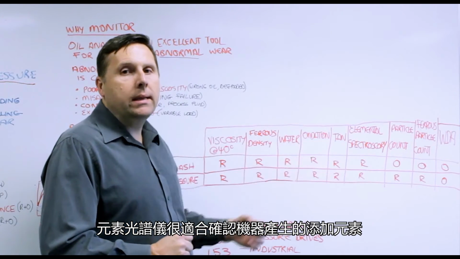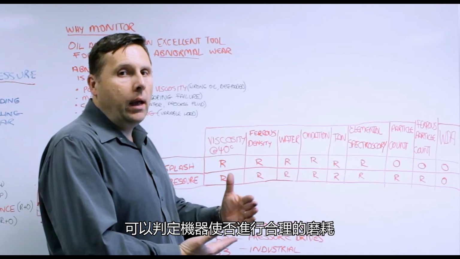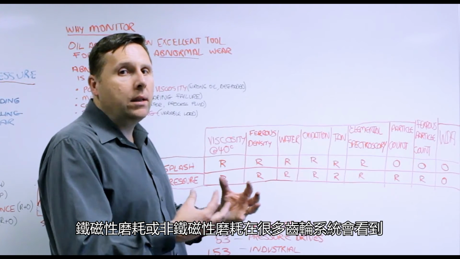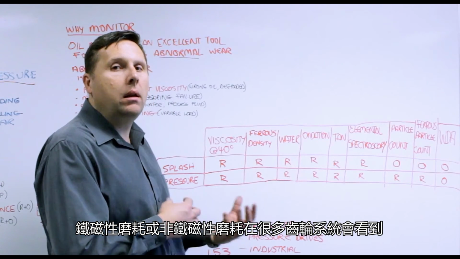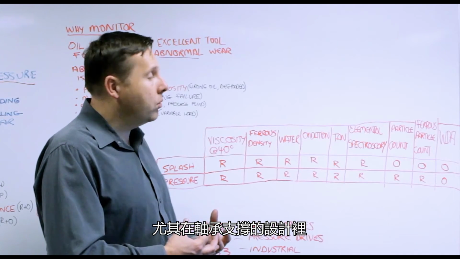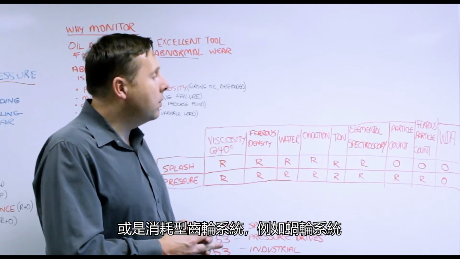Elemental spectroscopy is excellent for looking at the additive elements that are present, as well as the very fine wear that's being produced, ferrous wear, as well as the non-ferrous wear that can be common in a lot of gear systems, especially with bearing supports, as well as in sacrificial gear systems such as worm gears.